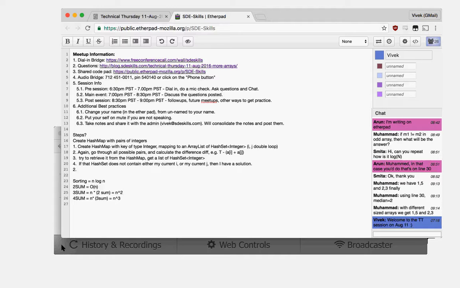So 5-sum would be n power 4 and so on. So in general, a k-sum should be n power k minus 1, I believe. That's a generic form of this equation. How would you do 6-sum? A 6-sum would be n power 5 using this algorithm, but how would you do a 6-sum better than that?